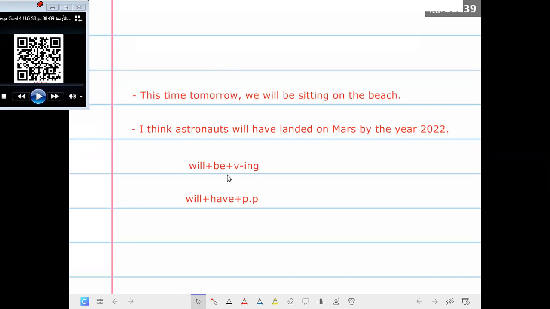يبقى احنا نقدر نقول كده: the future progressive will be verb ing to express actions that will be continuous in the future. But we use will have and past participle اللي هو future perfect when we want to express completed actions in the future before another event or before another specific time in the future.